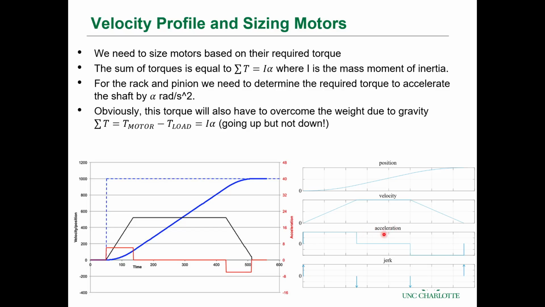If you take the derivative of the acceleration, you get jerk. And at these transitions where you go from 0 to non-zero acceleration, and then from non-zero acceleration to zero acceleration, if you take the derivative at these points, you get these huge spikes in your machine due to jerk.